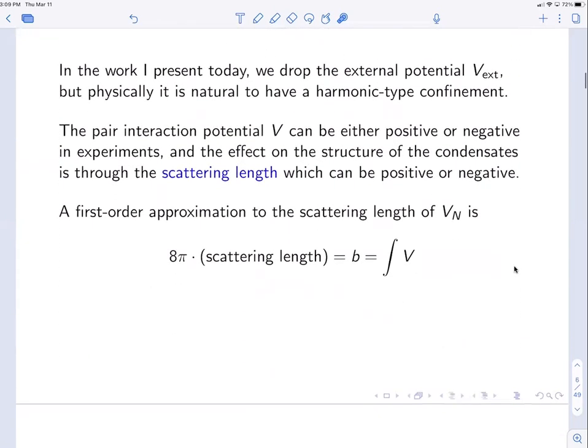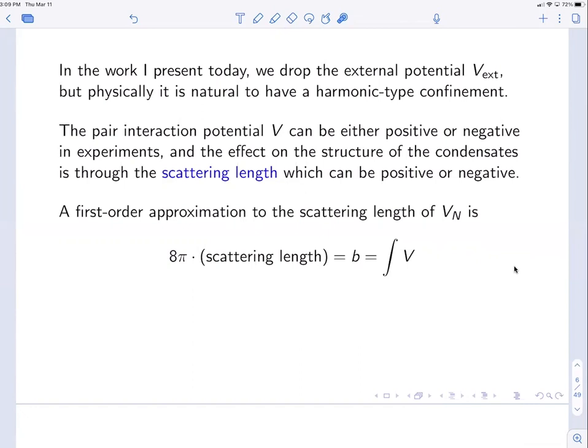So in the work I present today, we drop the external potential, but physically it is natural to have some type of harmonic confinement. So there are results both with and without external potentials. The pair interaction potential can be either a positive or a negative function in experiments, and the effect on the structure of the condensates that we discuss is through the scattering length, which can itself be positive or negative.